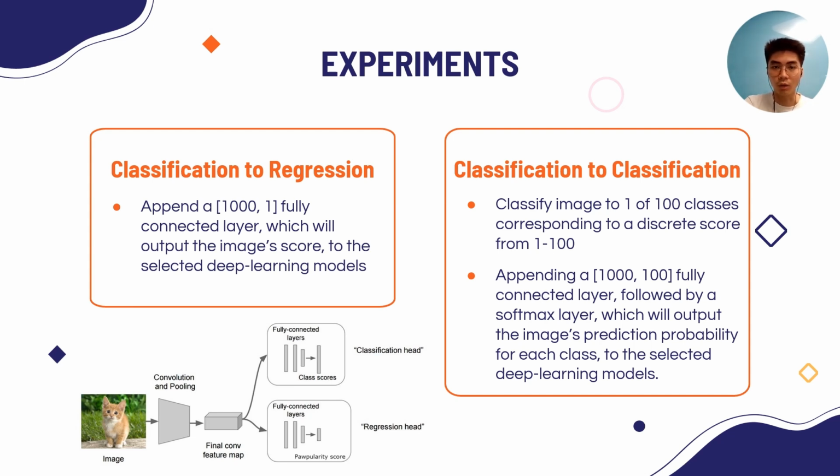We appended a 1000 to 1 fully connected layer, which will output the image popularity score, to the selected deep learning models. The second approach is classification to classification. We converted the ImageNet classification problem to our popularity score classification problem, whereby the model predicts a picture to be one of 100 classes, each corresponding to a discrete popularity score from 1 to 100. This is done by appending a 1000 to 100 fully connected layer, followed by a softmax layer, which will output the image prediction probability for each class to the selected deep learning models.